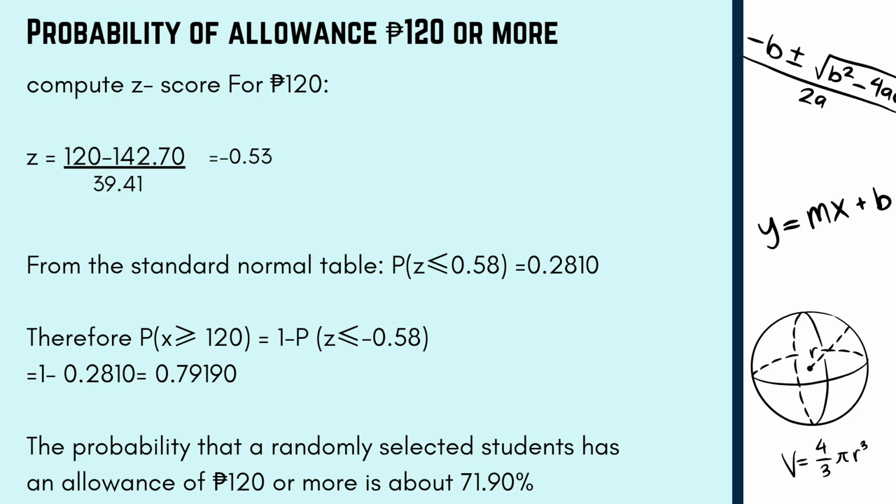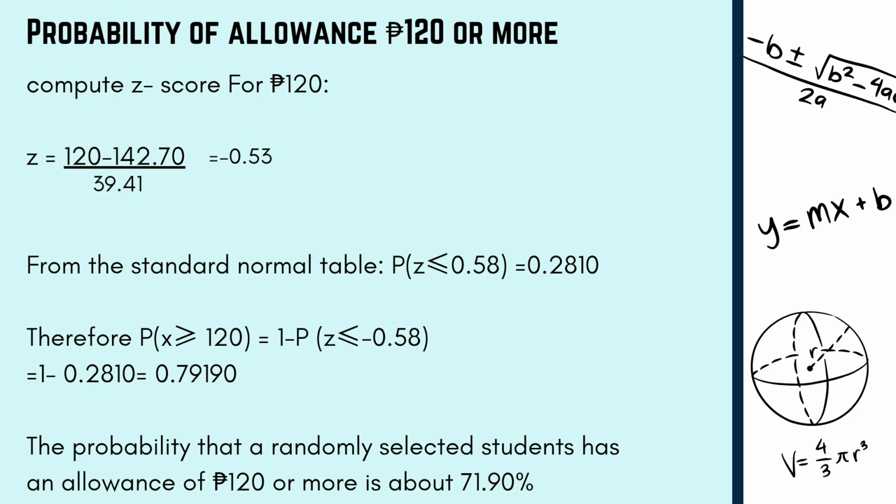X equals 120 is the allowance amount we are checking. The average is 142.70. How spread out the numbers are: 39.41. In calculation, 120 minus 142.70 is equal to negative 22.70. And negative 22.70 divided by 39.41 is equal to negative 0.58.